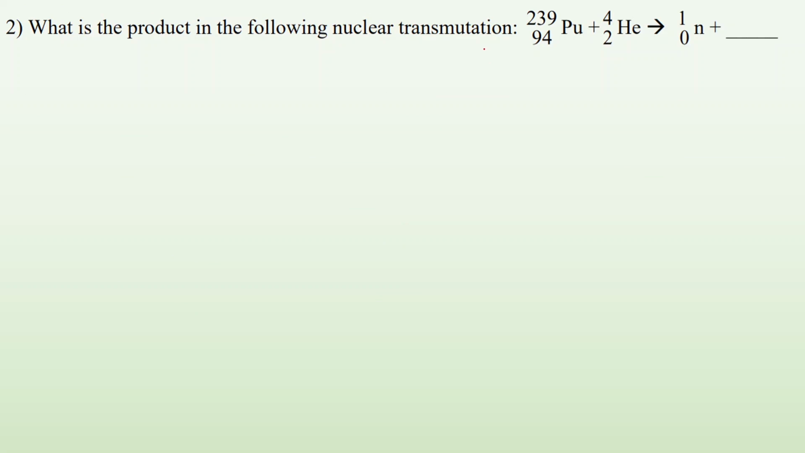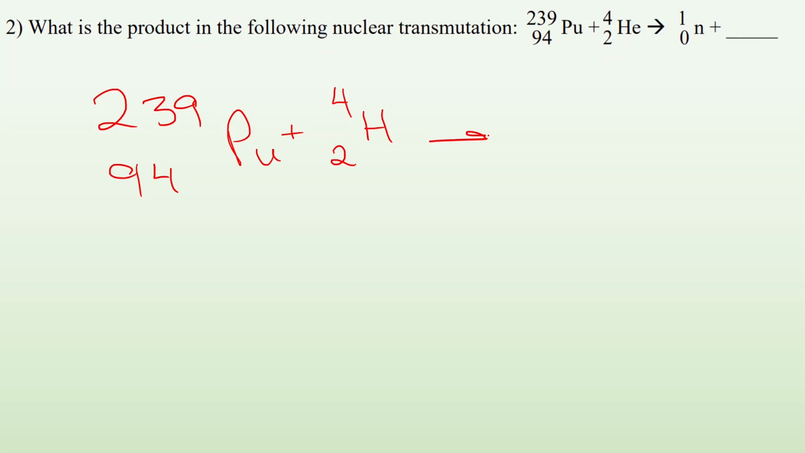Number two, what is the product of the following nuclear transmutation? I'm going to write it out bigger over here. We have Pu-239 being bombarded with an alpha particle, and when that happens, it's going to give off a neutron and some missing product. So again, we have to balance the masses and the charges.